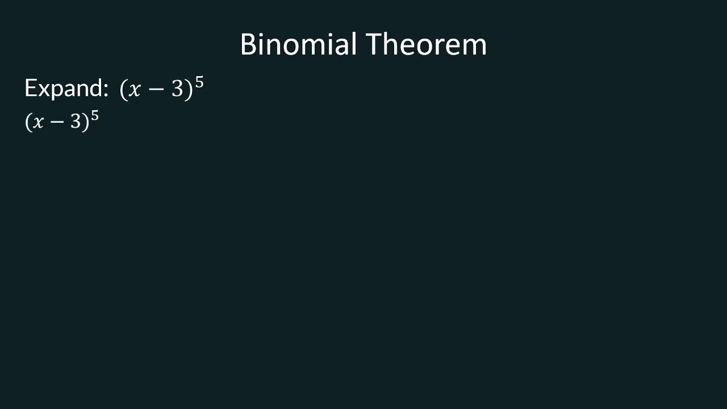So let's first calculate the coefficient of the first term, and that is n combination k, which, if you remember, is n factorial divided by n minus k factorial times k factorial, which means we have 5 factorial divided by 5 minus 0 factorial times 0 factorial. Then we multiply x and negative 3. x is raised to the power 5 and negative 3 is raised to the power 0.